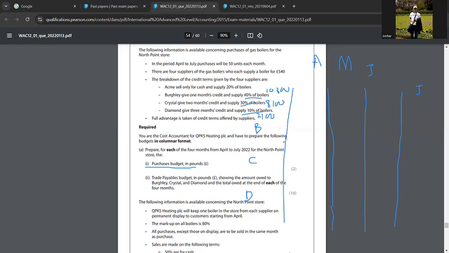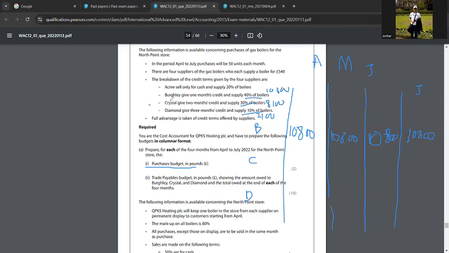Now in your answer, this first part is correct. That is 1 month credit. So that is B. So here you have got correct 10,800. So here also 10,800. Every month it's 10,800. Same. Okay, so this is done. 10,800. And then so Burley is done.